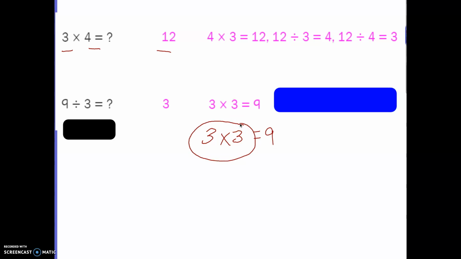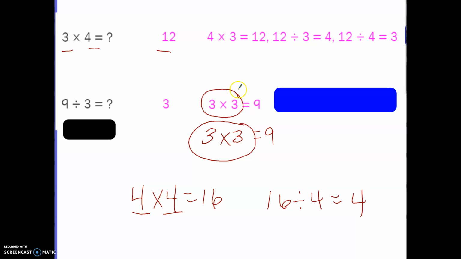doubles. Anytime I am multiplying the same digits together, so if I do 4 times 4, 4 times 4 is 16. The factors are the same. So 16 divided by 4 is going to be 4. I don't need to write a second multiplication problem. I don't need to write a second division problem, because they're going to be the same. That will only work when our factors are the same. Wipe off your board. Let's try this one.